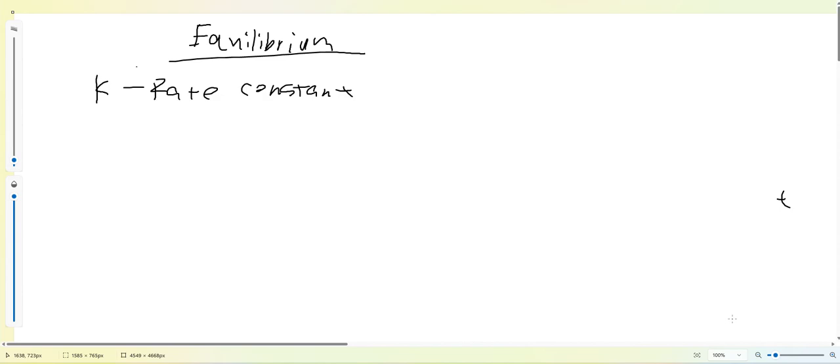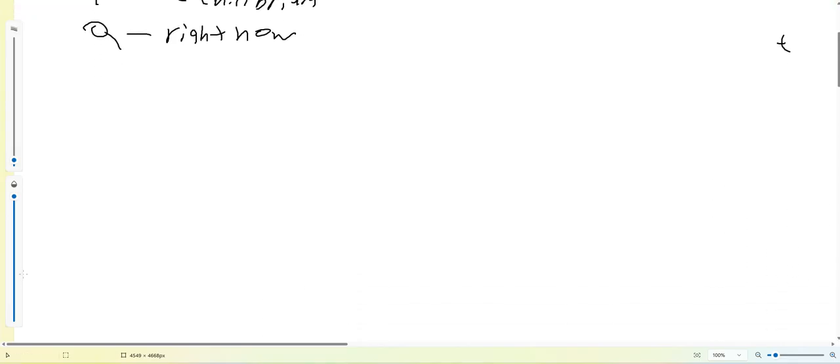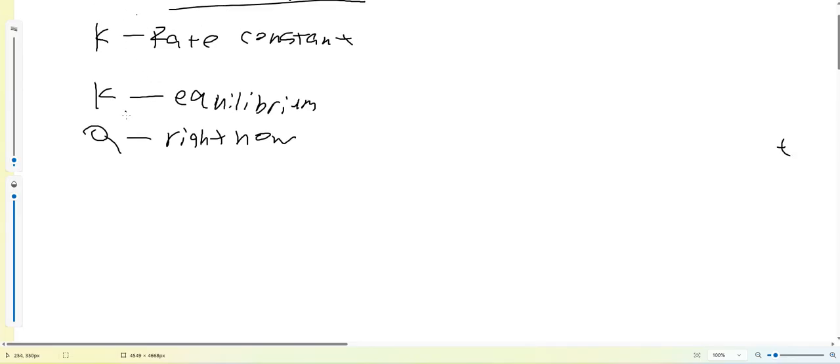K and Q, they're calculated in very much the same ways. However, K is dealing with at equilibrium, Q is dealing with right now. So, K is at equilibrium. And Q, again, is at right now. So, we can actually do some comparisons of Q with K.